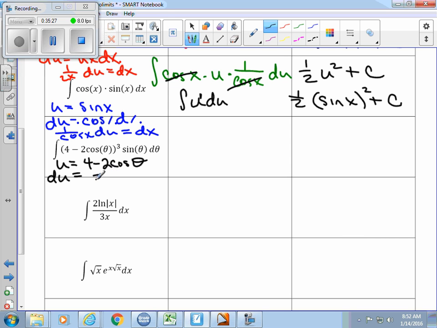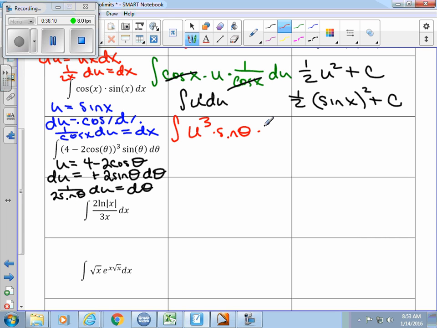What's the derivative of cosine? Negative sine. So negative negative makes a positive 2 sine theta d theta. So 1 over 2 sine theta du is d theta. So my integral is u cubed times sine of theta. Does everyone see I'm just replacing things at this point? Anyone confused at this step?